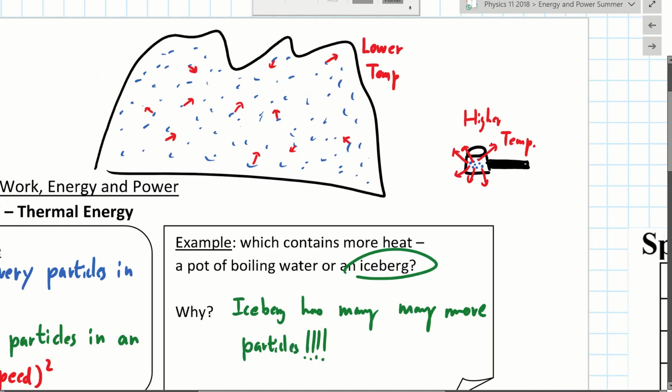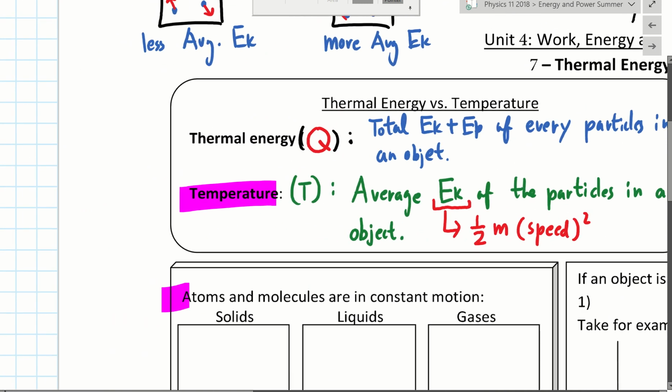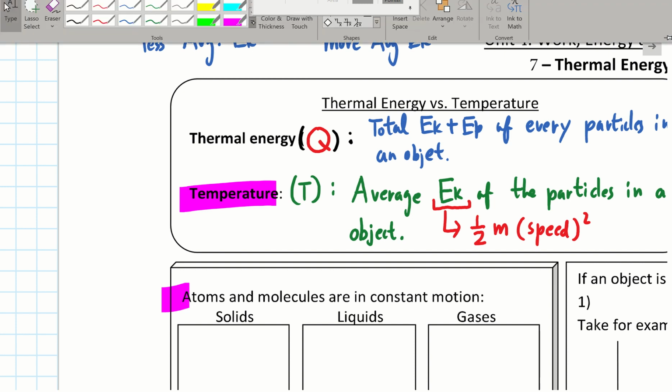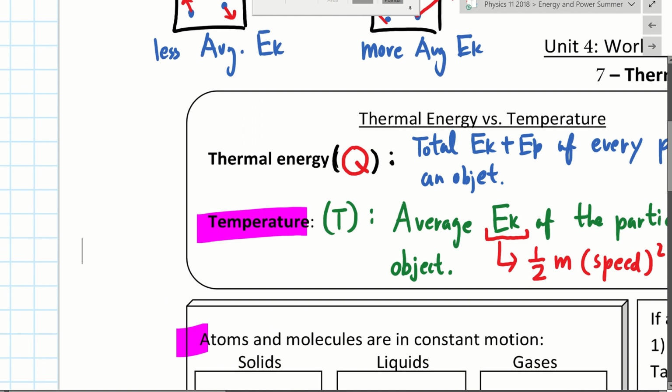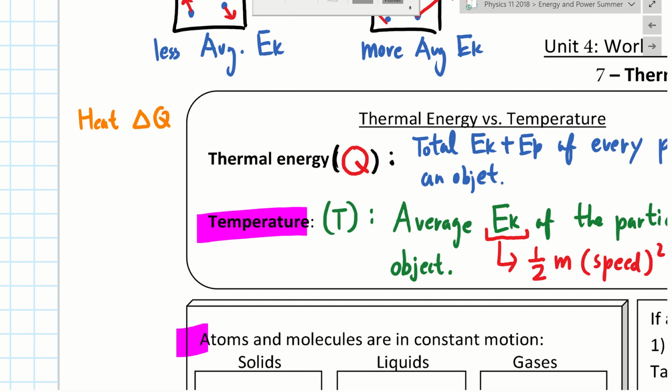Now the next thing we're going to say is, what about heat? I did mention heat, but I just talked about thermal energy and temperature. Heat is related to both of them. So what is heat? Heat is the change in thermal energy. Heat is the amount of thermal energy transferred from one object to the other.